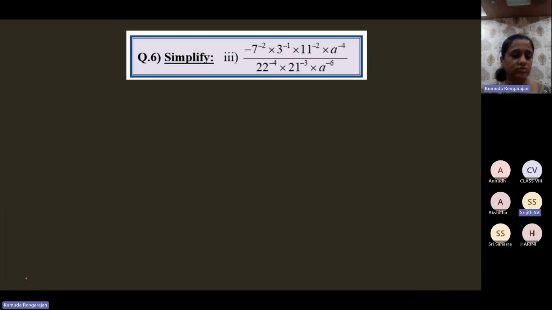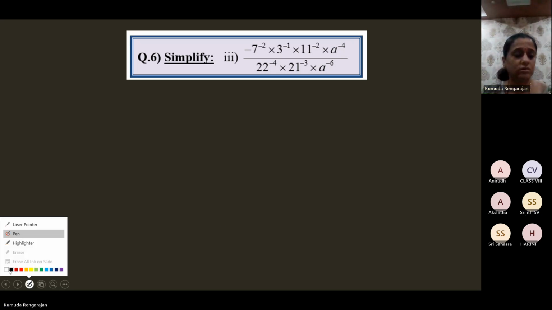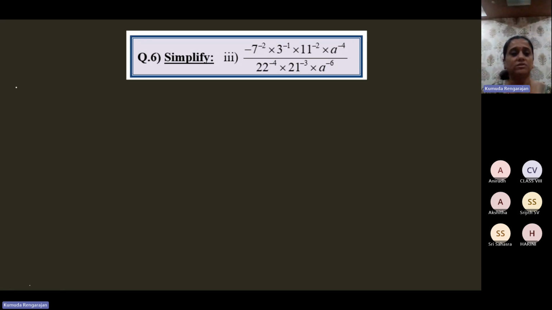Yeah, let's work these two sums again because they're very important from the examination point of view. Now, Avinish, initiate the answer for this one. What will be the first step?